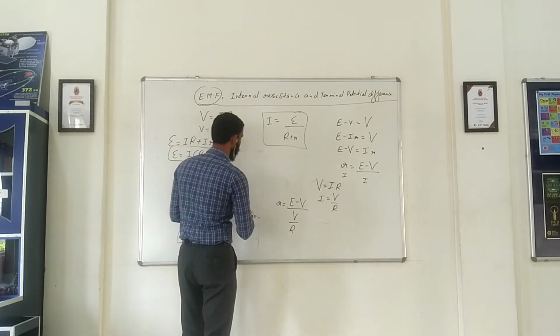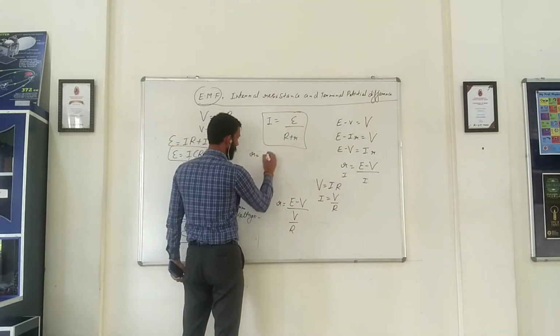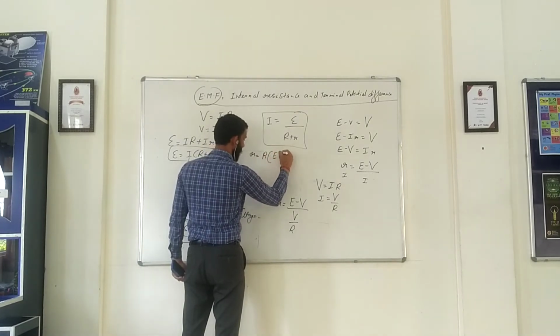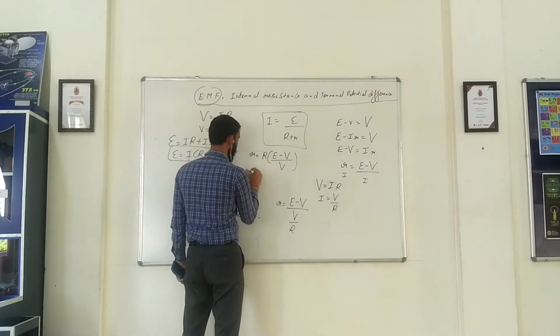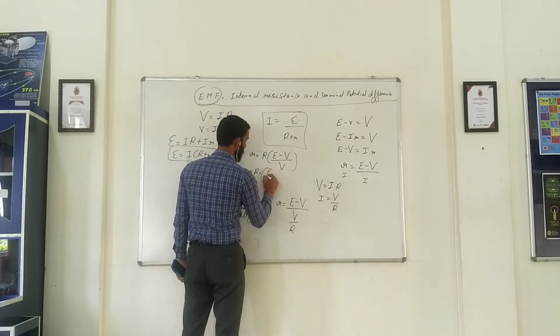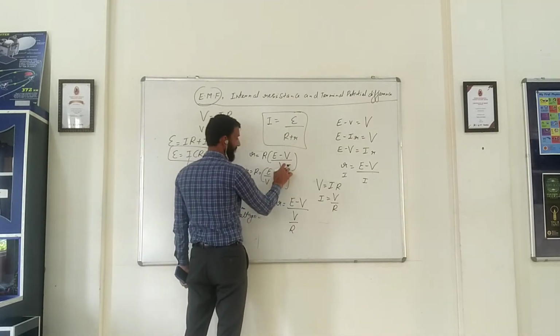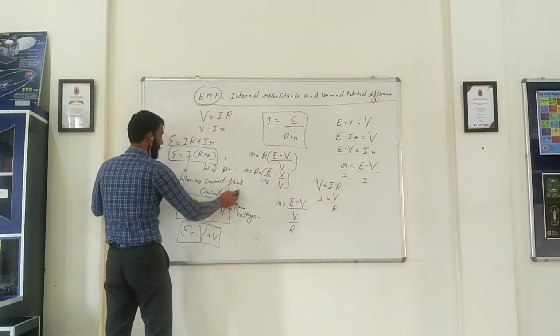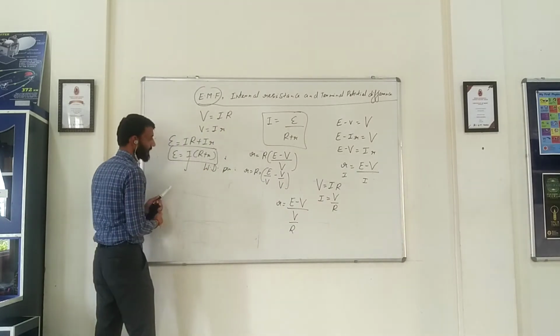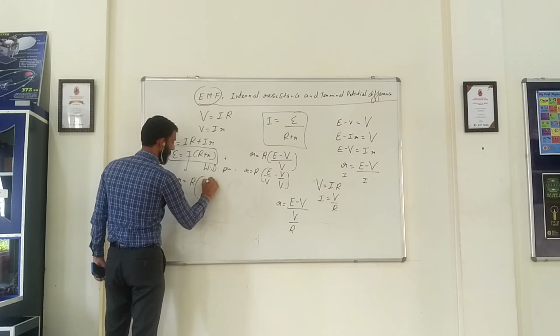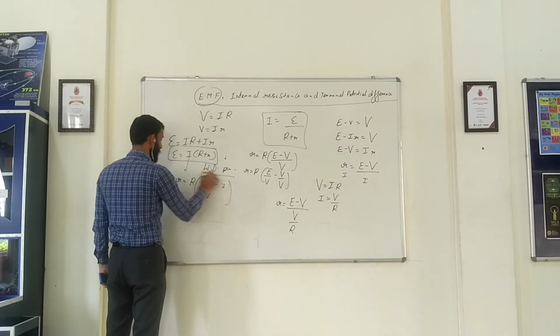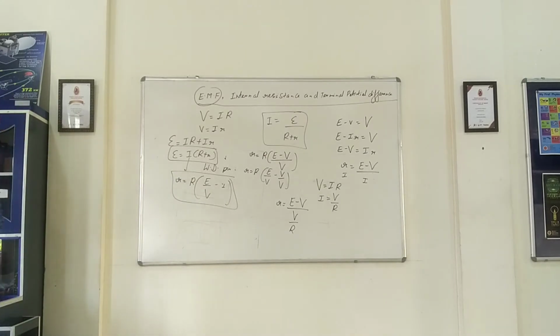This R will go up. So r will be equal to R times E minus V upon V, and I can write it as r is equal to R times E upon V minus V upon V. I can write it separately, and if you solve this, it will be r is equal to R times E upon V minus 1. So this can be another formula to calculate r. In some cases you might use this formula. So this was about these three topics.